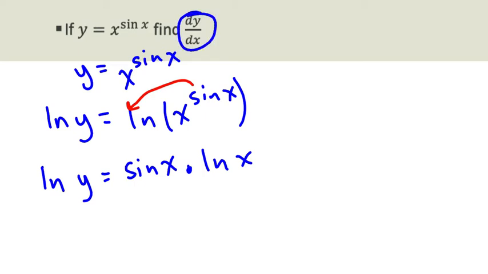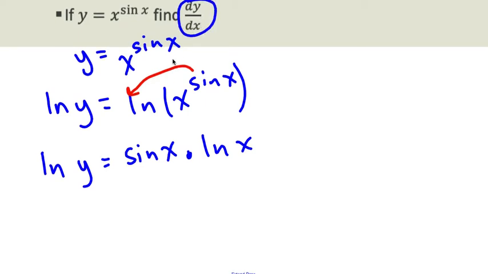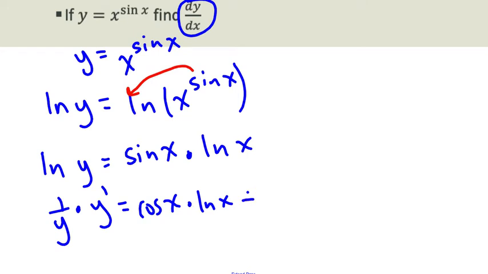So now we're going to take the derivative, because our goal is to get to dy dx, or y prime is how I'm going to write it, because I want to try and simplify it. So the derivative of ln y is 1 over y, and then from implicit differentiation we have times y prime, or dy dx if you choose to write it that way. And then on the right hand side, we have to use the product rule. So the derivative of the first is cosine x times the second is ln x plus the first, which is sine x, times the derivative of the second, which is 1 over x.